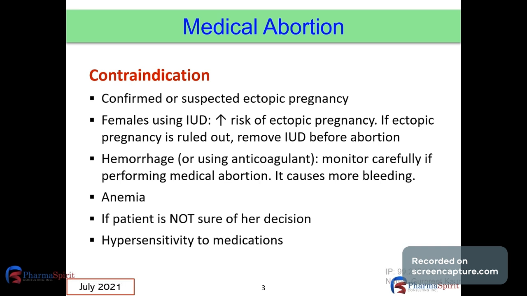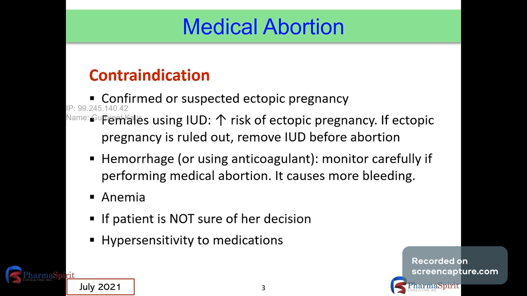Hemorrhage or using anticoagulants: we need to monitor carefully. So it's a contraindication, but we still can use the medical abortion, but we have to monitor carefully. And here we have to monitor for the bleeding because the female will experience more bleeding. It's contraindicated in patients with anemia because it's associated with more bleeding. Also, if the patient is not sure of the decision, because this is an irreversible process. If the baby is lost, the baby is lost. We cannot do anything about that.